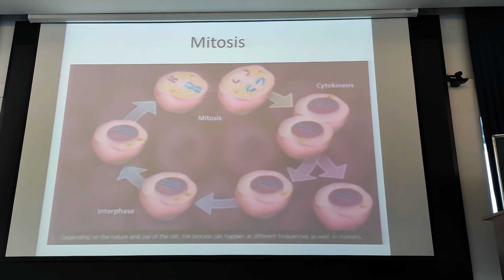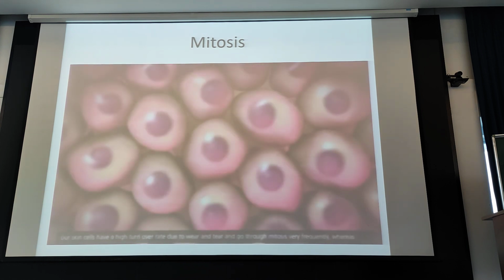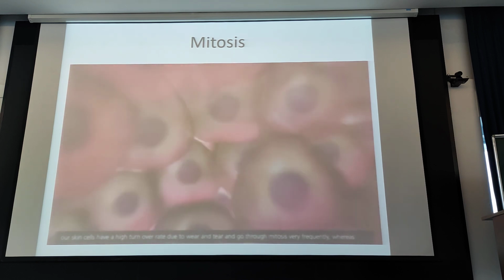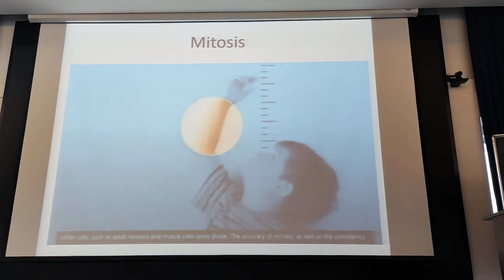Depending on the nature and use of the cell, the process can happen at different frequencies as well. In humans, our skin cells have a high turnover rate due to wear and tear, and go through mitosis very frequently, whereas other cells, such as adult neurons and muscle cells, rarely divide. The accuracy of mitosis, as well as the consistency of the checkpoints during interphase, ensure that most cells in a eukaryotic organism can produce identical copies of themselves. This process allows for growth and repair to prolong overall physiology as well as life itself.